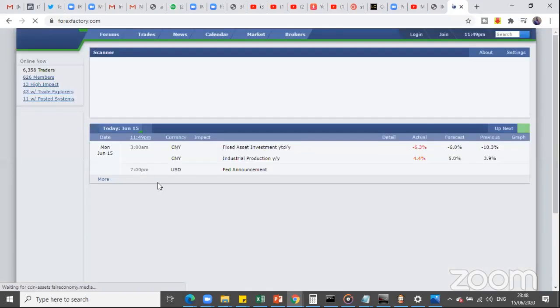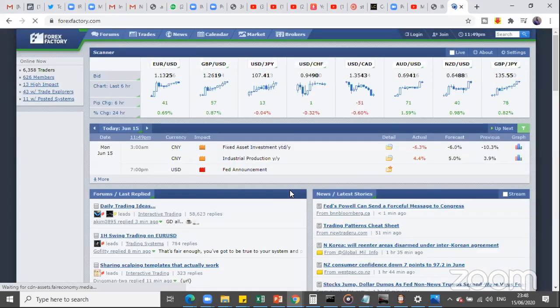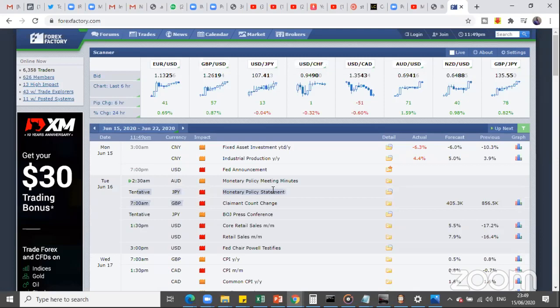So JPY news, okay, which is red folder, monetary policy. That means JPY could be extremely high today or extremely low. It's a general news, okay? Good. So I'm fine with that. The next major news is 7 a.m. So now we can trade. We can check for trade.